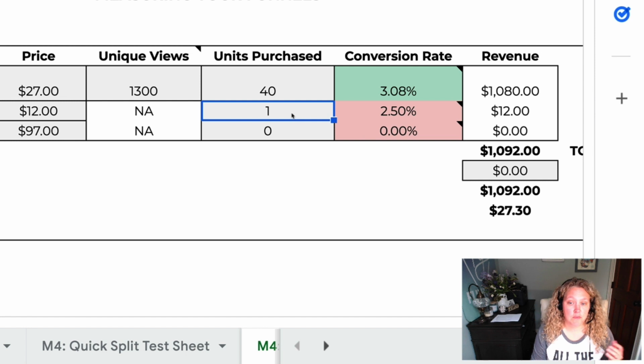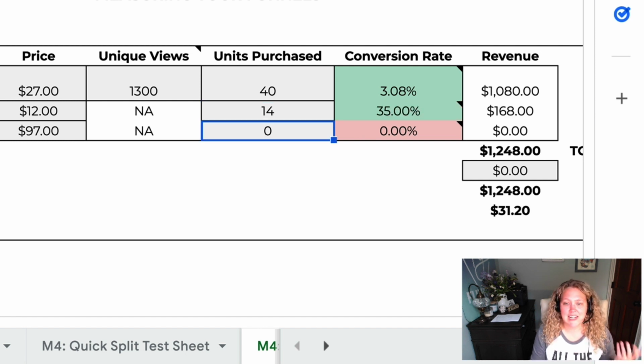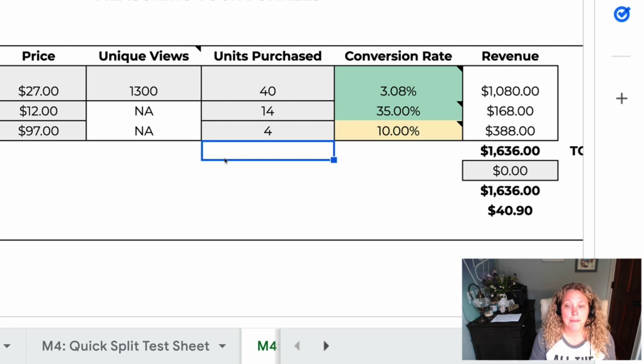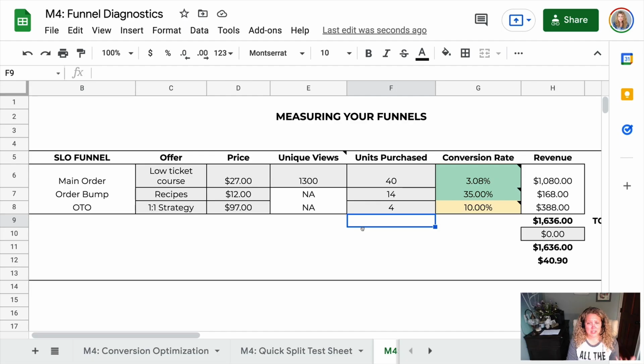Okay, so if you get 40 sales, let's say you get 14 of those people take the order bump and maybe 4 of them take the one-on-one, now you're in green, green, yellow. The reason why this calculator is so amazing is because a lot of us don't have a lot of traffic. And so if we get 300 views and we get 5 buyers, we think we're doing terrible, right? But we're not doing terrible. We're actually doing quite well.